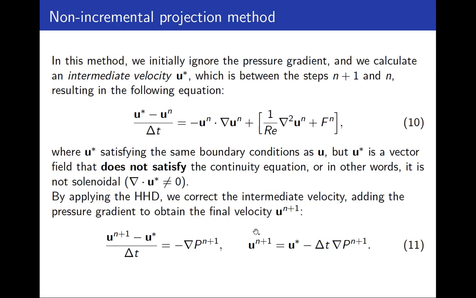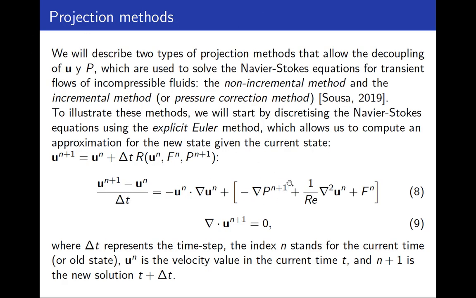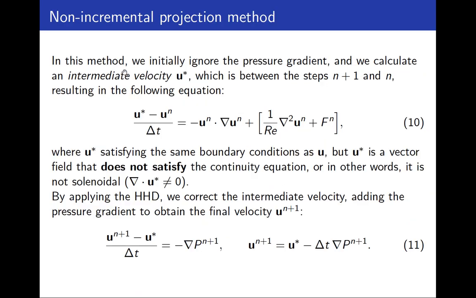So how do we solve this system of equations? We will be using the non-incremental projection method. In this method, we initially ignore the pressure gradient, so we neglect this term for now. We calculate an intermediate velocity, which we will call U star, which will be between the steps n plus 1 and n. That's why this projection method is also called the fractional step method, because we will be estimating a velocity found between these two velocities evaluated at n plus 1 and n.